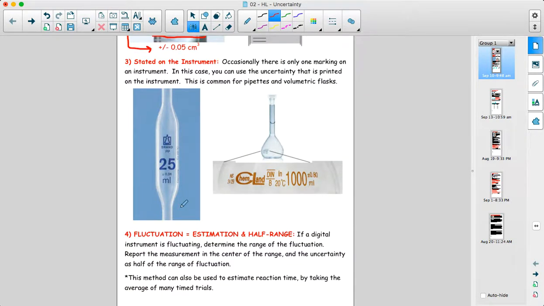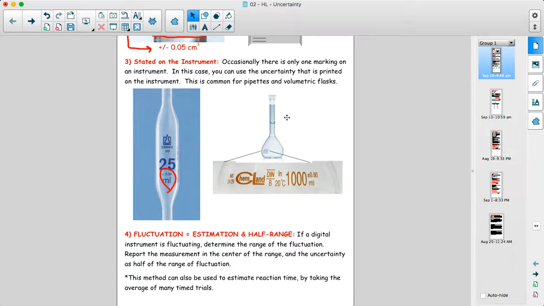Sometimes there's only going to be 1 increment on an instrument, and so in that case, usually the manufacturer will actually report the uncertainty to you. So this is a pipette, and I just drew over it, but on an instrument like this, you can see that in small print it says plus or minus 0.06 mLs. So a pipette is one of the more precise instruments we have to measure volume, especially smaller volumes, but they can be quite large. But this one can measure 25 mLs of a liquid, and it's only plus or minus 0.06 ml. So it tends to be more precise than your average graduated cylinder that is this size.